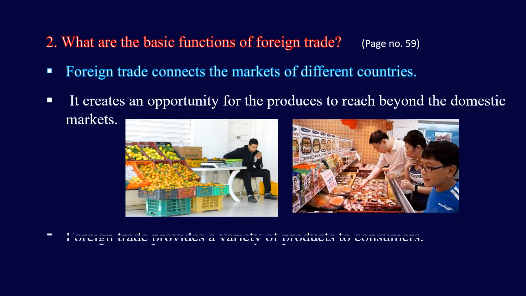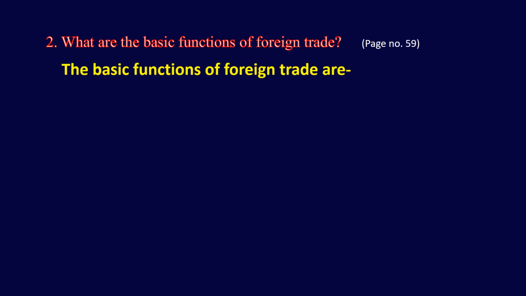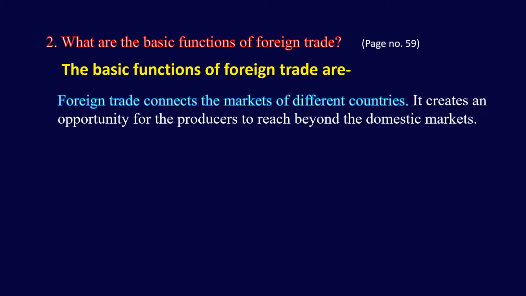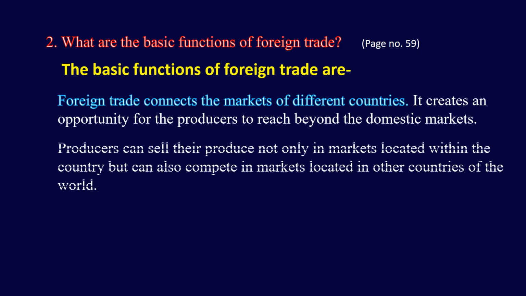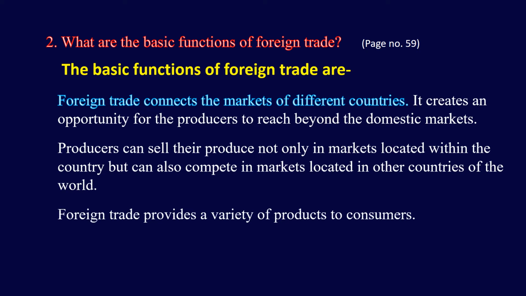The third point is that foreign trade is also beneficial to consumers or buyers. Because it provides a variety of products, consumers can choose good quality products at low prices. Thus, the basic functions of foreign trade are: foreign trade connects the markets of different countries. It creates an opportunity for the producers to reach beyond the domestic markets. Producers can sell their products not only in markets located within the country but also compete in markets located in other countries of the world. Foreign trade provides a variety of products to consumers.